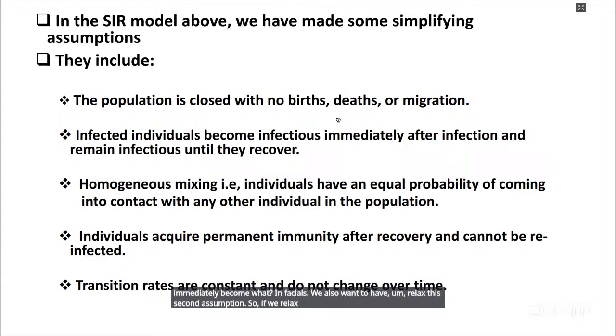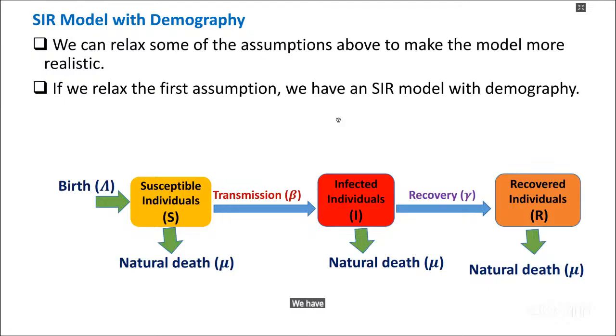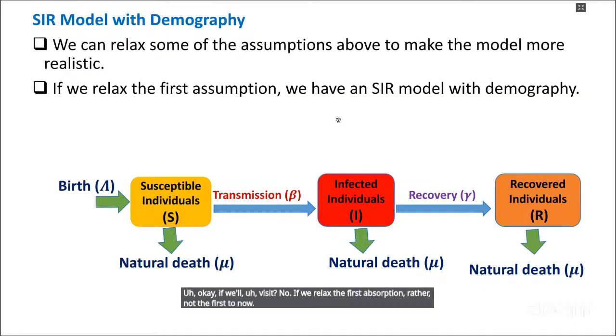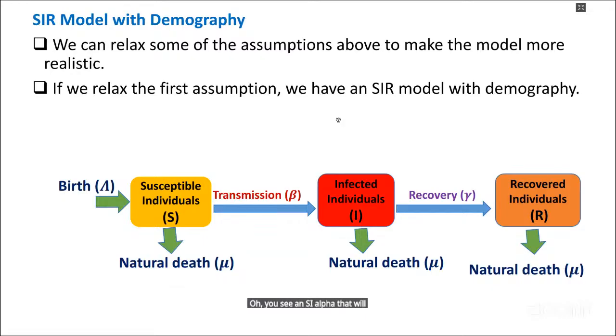So if we relax the first two assumptions, we have... no, if we relax the first assumption, rather, not the first two now, we have an SIR model with demography, or you say an SIR model with vital dynamics. So here now, what has changed? We now have births. We now have people coming into the susceptible population via birth. Children are being given birth to, and it's denoted by this symbol, lambda. So birth. And then we also took cognizance of the fact that people die naturally, natural death, which is denoted by mu. So you see now that we are increasing the complexity.